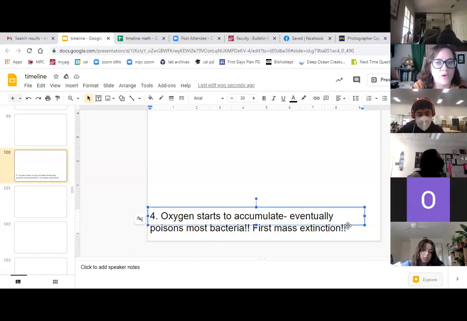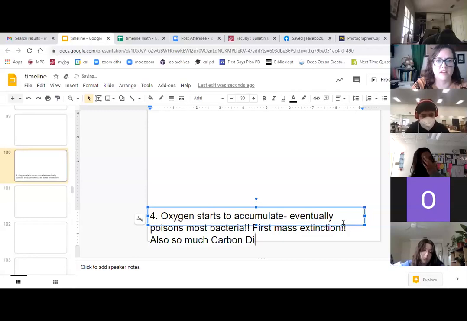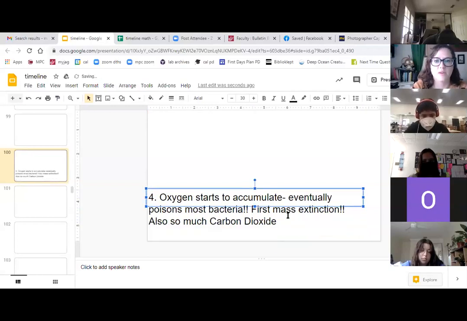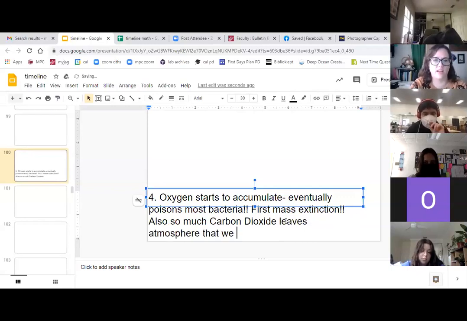And by the way, if you pull carbon dioxide out of the air, you get an ice age. Also, so much carbon dioxide. You don't have to write these details in your slideshow, but you can if you want to, because it's just fun. So much carbon dioxide leaves the atmosphere that we get an ice age.